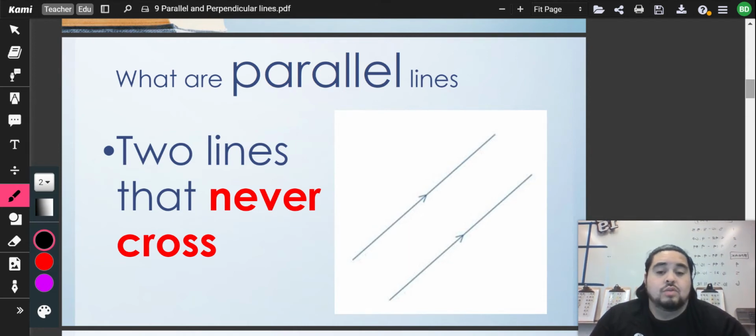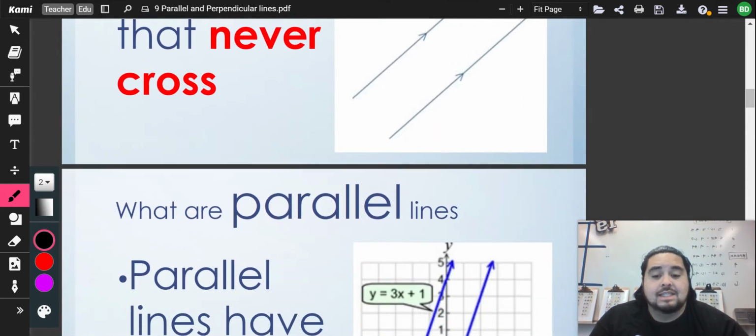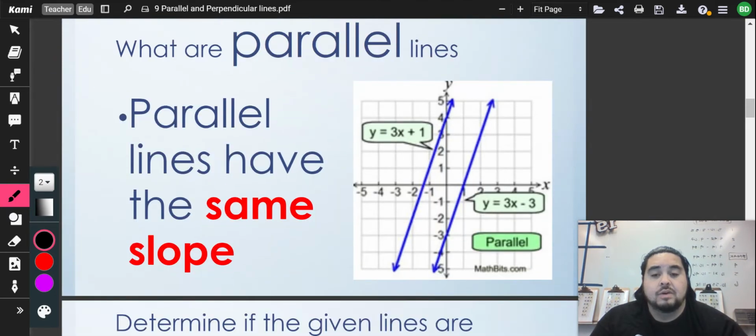Now to tell if two lines are parallel by looking at their slope, we have to identify that the slopes are exactly the same. Two lines are parallel if they have the same exact slope. You'll notice the y-intercept doesn't matter. They can have different y-intercepts. They just have to have the same slope. So for example, in this picture, both of these lines have a slope of 3 or 3 over 1. Because they have the same slope, they will never cross one another, and that makes them parallel.